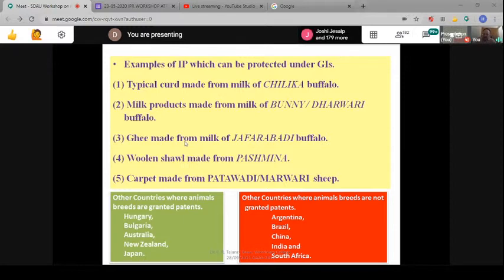Then woolen shawls, pashmina, that you all know. Then Patanwadi sheep, Marwari sheep, whose wool is used for carpets. All such things can be protected using the geographical indication. Apart from this, if you go to agriculture, then Kesar mangoes, we are having those, and that also you can protect with the help of the geographical indication. Then santra from Maharashtra, then Ratnagiri Alphonso, we are having thousands of varieties.